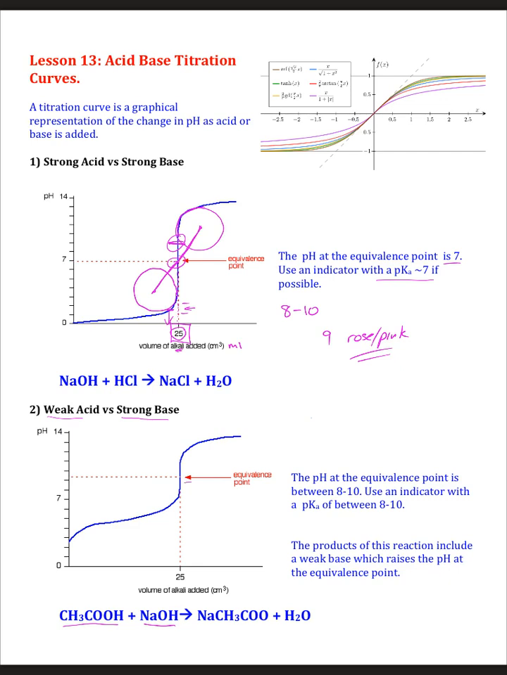It's between 8 and 10. This would be a good time to use phenolphthalein because that would be perfect for this particular titration. Now, why is the equivalence point higher than 7 in this titration? Well, it's because one of the byproducts of this reaction, the salt, contains the acetate ion. And the acetate ion is a base. And as such, it causes the pH to be higher than 7 at the equivalence point.